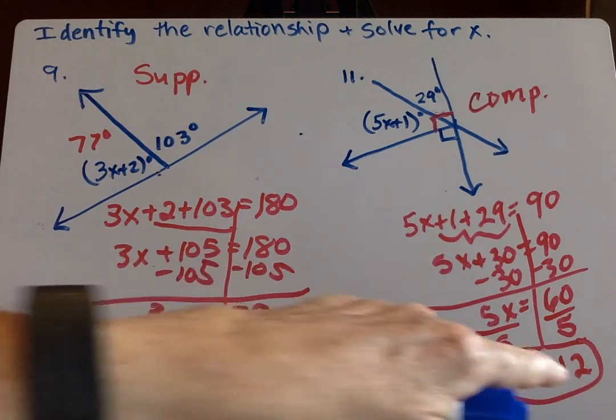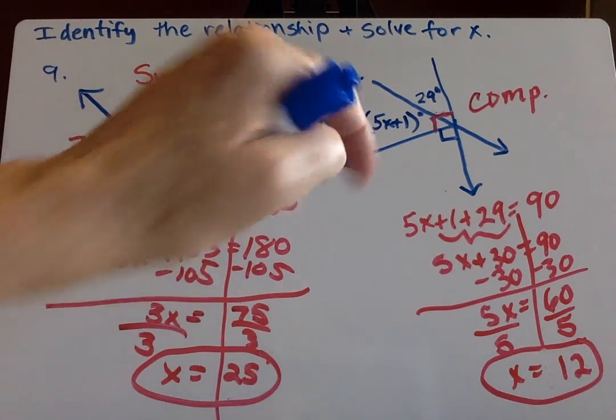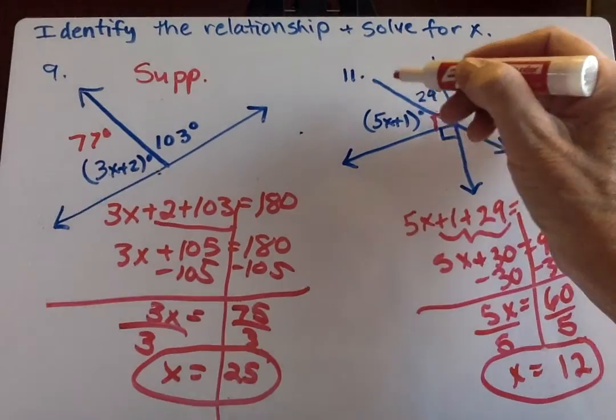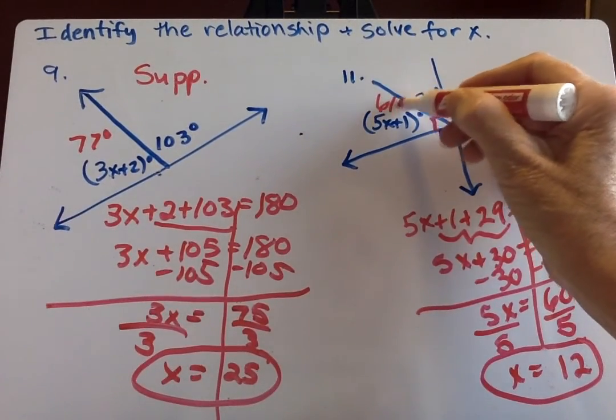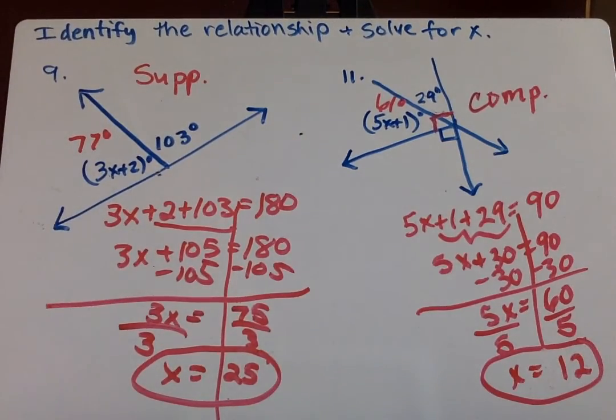If we want to check it, we'd put 12 in for x. 12 times 5 is 60. Plus 1 is 61 degrees. And does 61 plus 29 equal 90? Absolutely. Okay, students, finish the rest of this section.